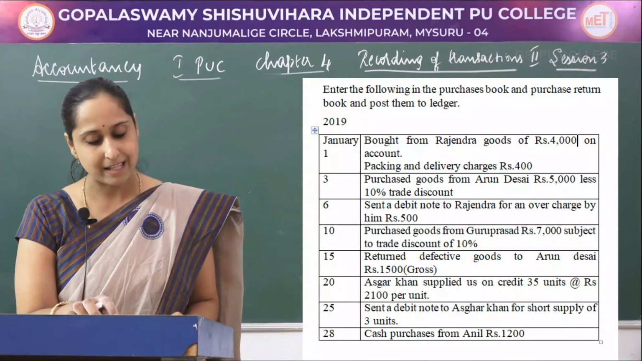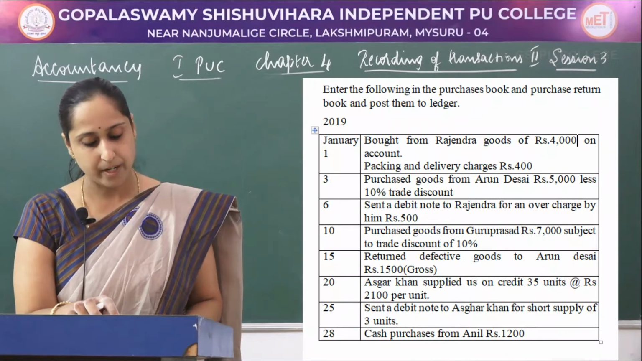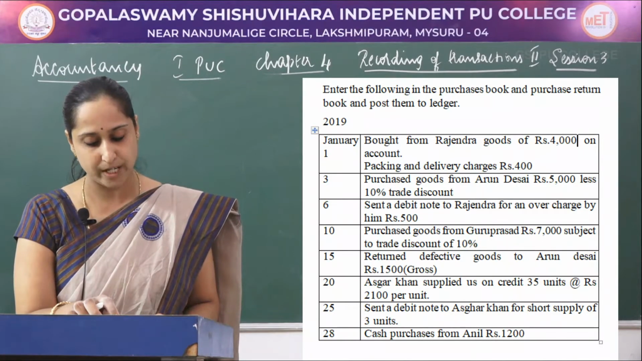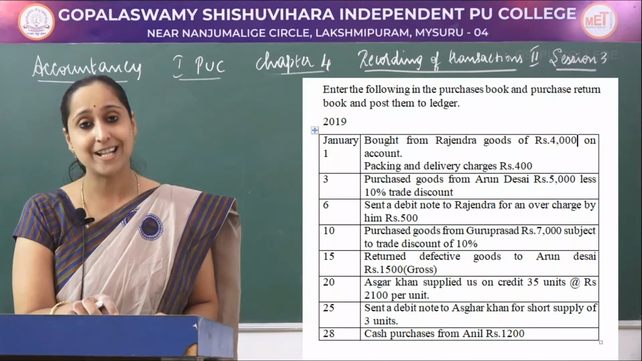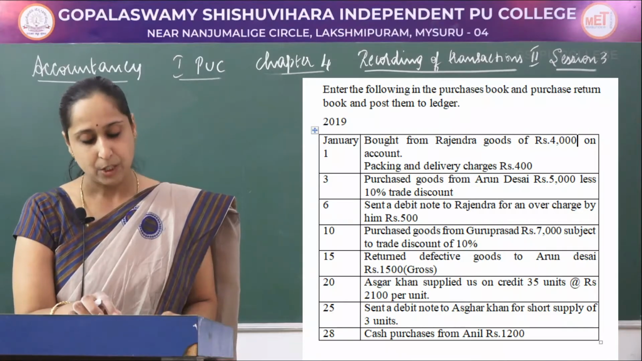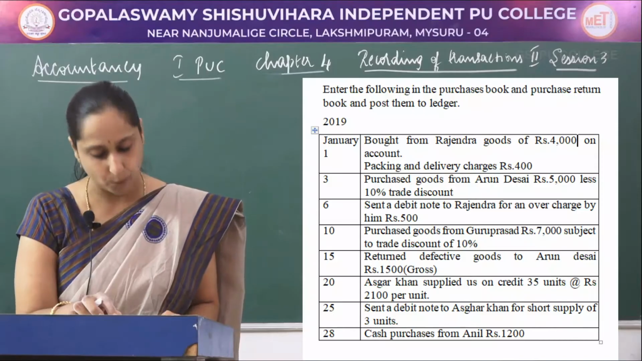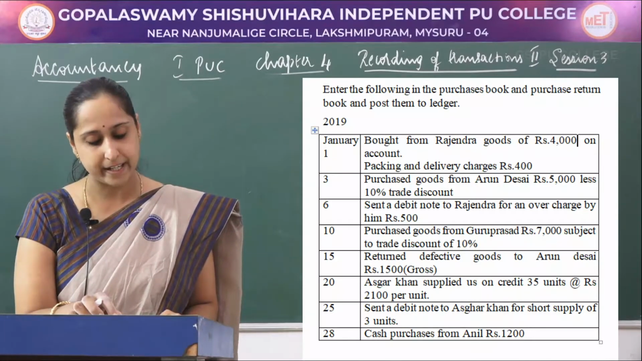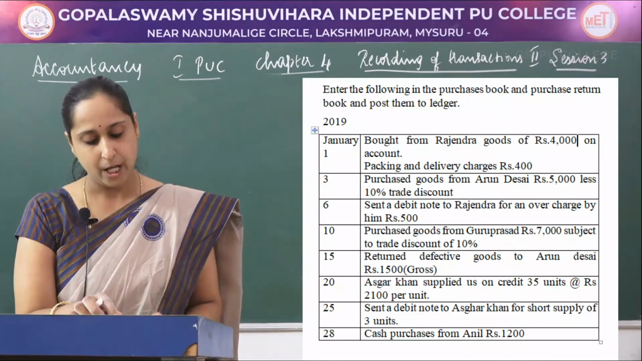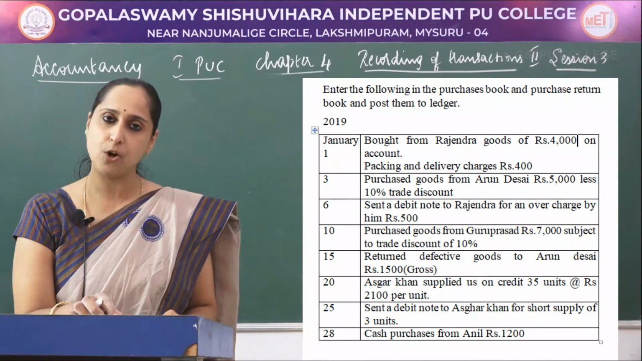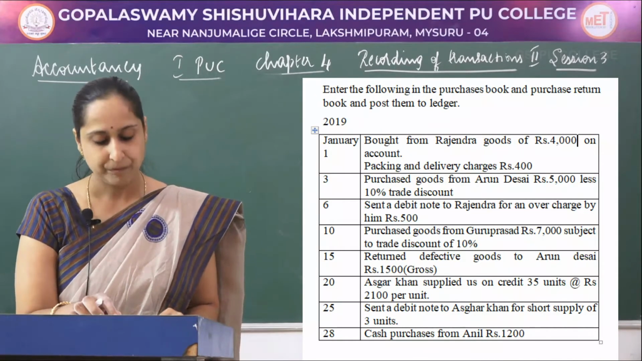On 20th, Asghar Khan supplied us goods at rupees 2,100 per unit on credit, 35 units. So here he is supplying goods of 35 units at rupees 2,100 per unit. So here this we have to record it in purchases book. On 25th, sent a debit note to Asghar Khan for the short supply of 3 units. So this again we are sending a debit note, means purchase return. This we have to record it in purchase return book.